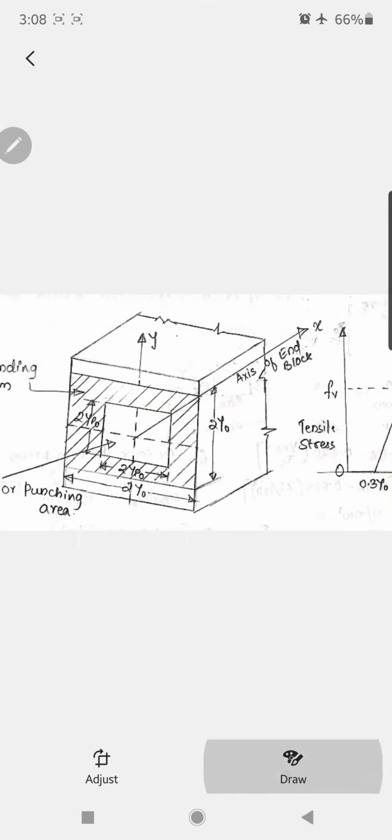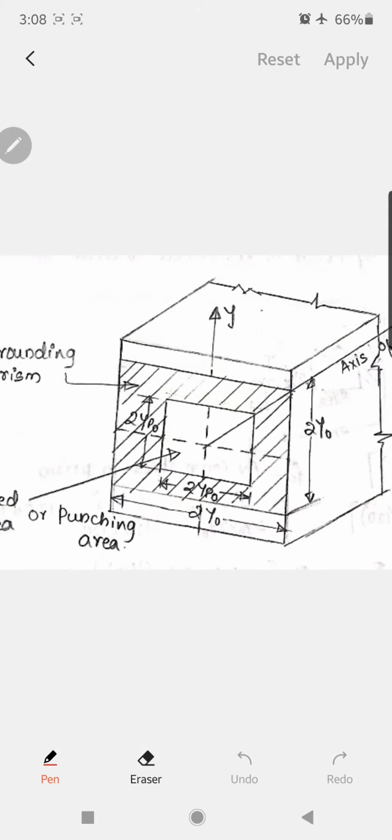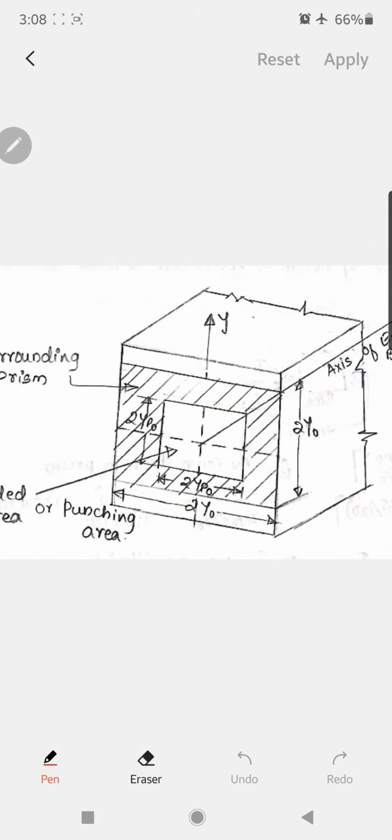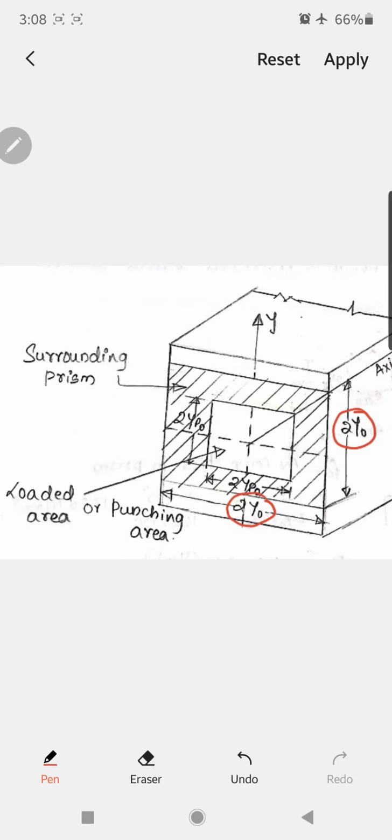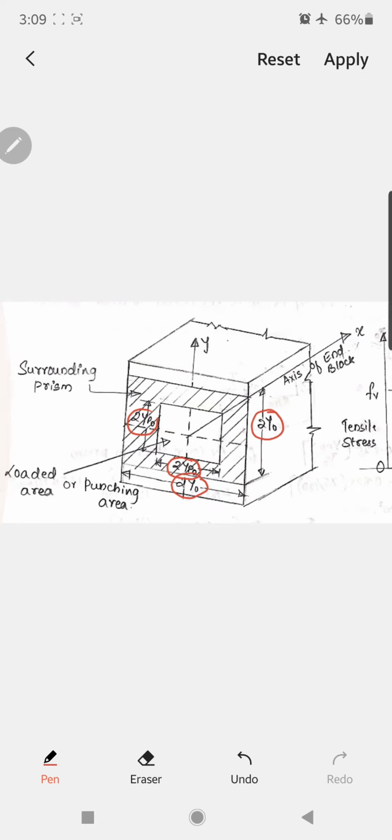In Zielinski and Rowers method, the end of the PSC post-tension beam is considered as a surrounding prism of size 2y0 by 2y0. The size of this prism is considered. Under this prism, a loaded area or the punching area of size 2yp0 by 2yp0, which is the depth of the anchor plate, is considered within the surrounding prism.